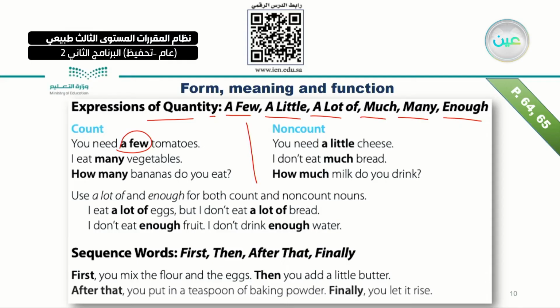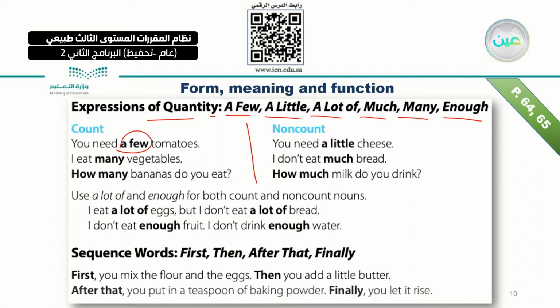I eat many vegetables. Vegetables, plural. How many bananas do you eat? So I used plural. What about the non-countable? Here, you need a little cheese. I don't eat much bread. Also, how much milk do you drink? So can you recognize now the difference between countable and non-countable nouns using these expressions of quantity?